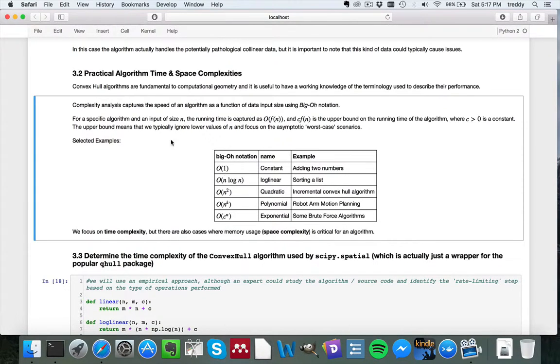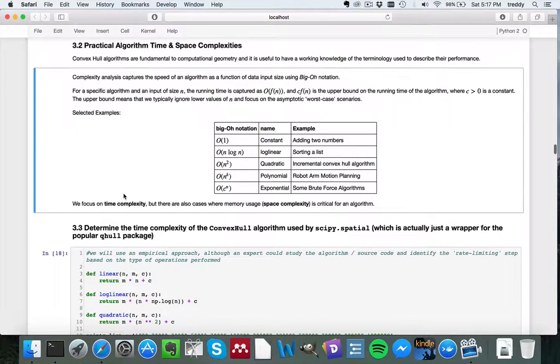So the upper bound, as I mentioned here, basically means that we typically ignore the lower values of n and focus on the worst case scenario. So when is my algorithm going to stop working?